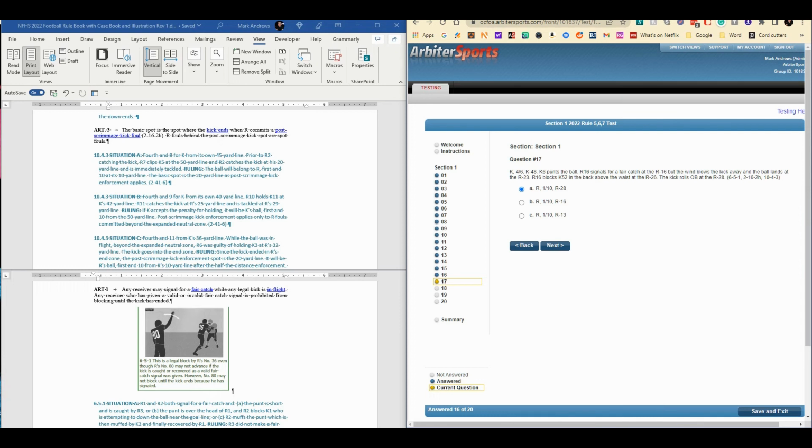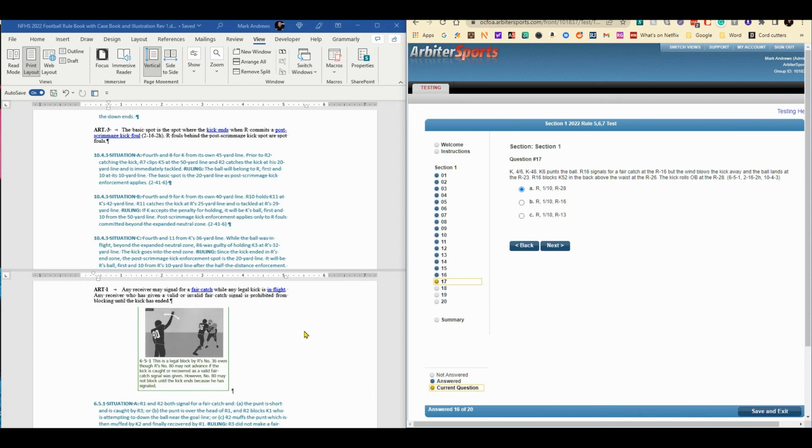So, 6-5-1 says any receiver may signal for a fair catch while any legal ball is in flight. Remember that. Anybody on the receiving team can signal for a fair catch. Any receiver who has given a valid or invalid fair catch signal is prohibited from blocking until the kick has ended. So R16 is the one who signaled for fair catch, and he is the one who blocked. Therefore, he has violated 6-5-1, the blocking portion of it. 2-16-2H is just the definition of a post-scrimmage kick foul.